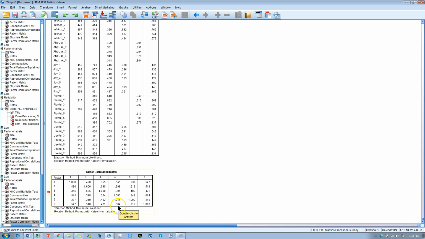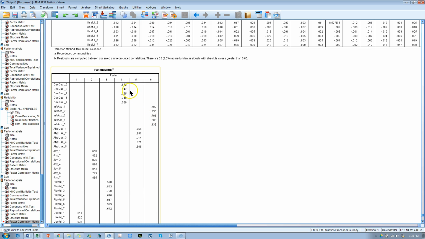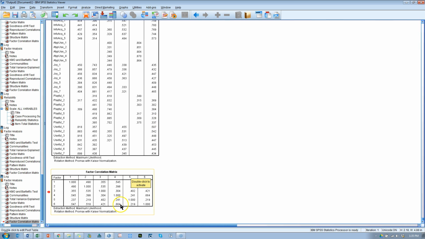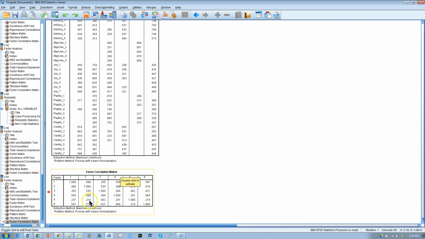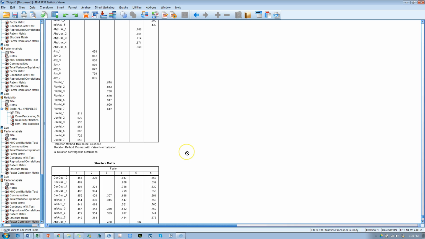So the closest one is this factor 4 to factor 6. I'm guessing that is information acquisition and decision quality. I can go up here and check. 4 and 6, yep, those are those two. And they are highly related, but not so related that they're sharing a majority of their variance. So that's the closest one. What would I report? I would report the pattern matrix at a minimum. You may also want to report this factor correlation matrix.